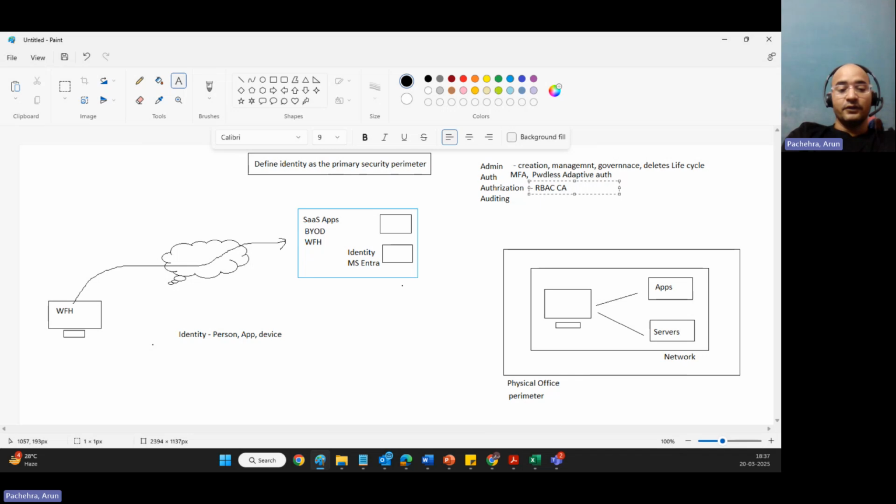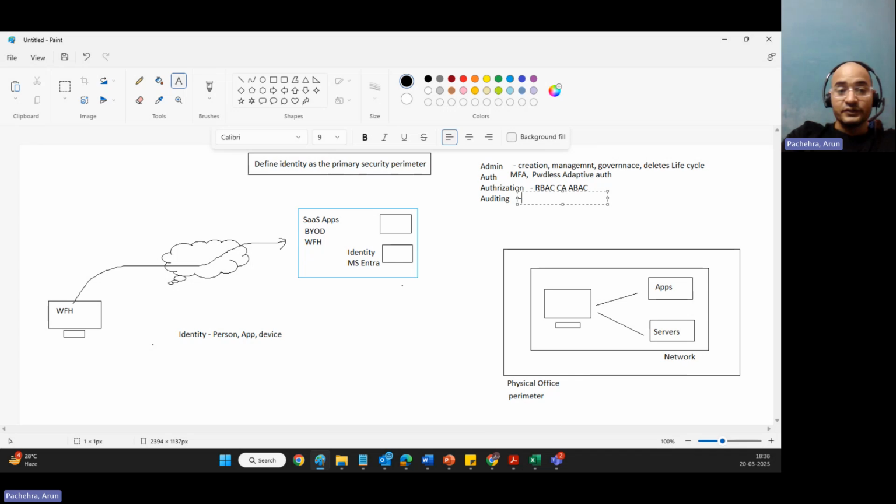Or we have least privilege, which I've already mentioned. Or we can also have ABAC, which is attribute-based authorization, where we grant access based on specific attributes, for example location, department, designation, security level. So when we make identity the primary security perimeter, we should focus on these four: administration, authentication, authorization, and auditing, because we would like to know who is doing what. Auditing, right? So what falls under auditing?